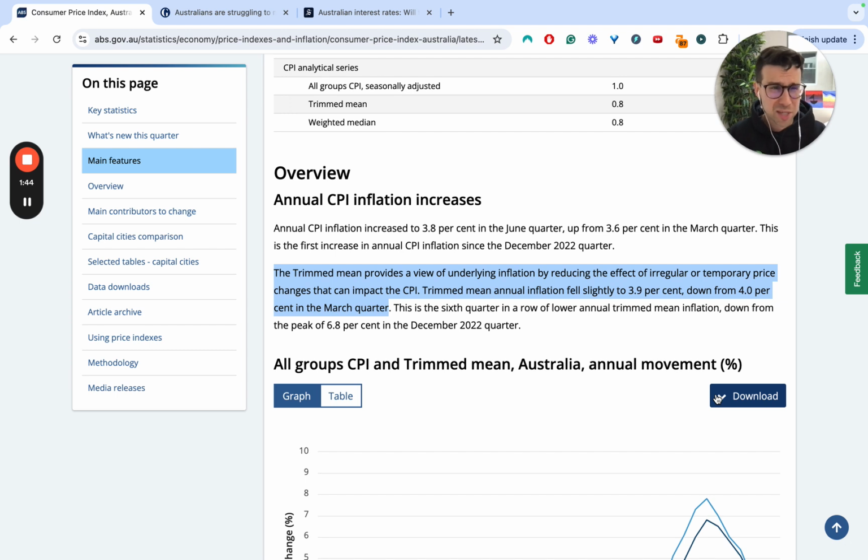Now, of course, it's still sticky. 4.1 to 3.9 over 6 months is not a big change. It's still really showing that there is a level of inflation that is sticky in the economy, but it is going the right way.